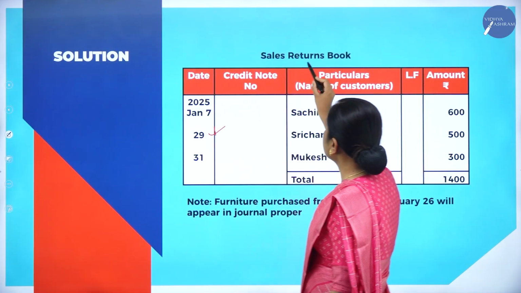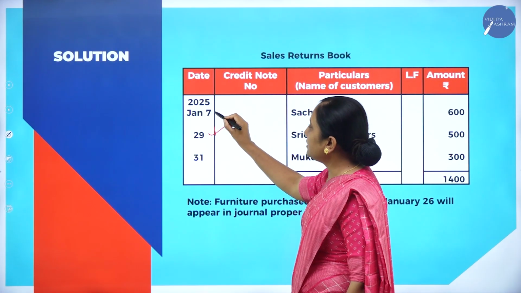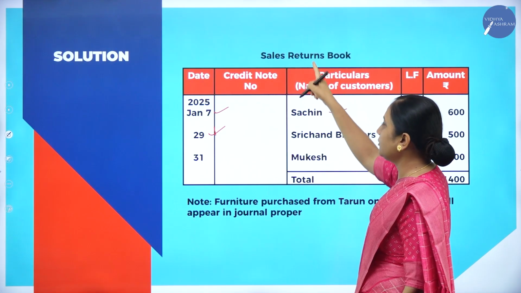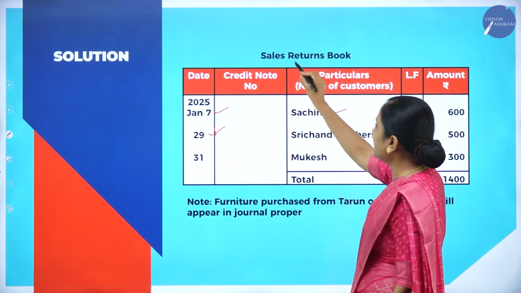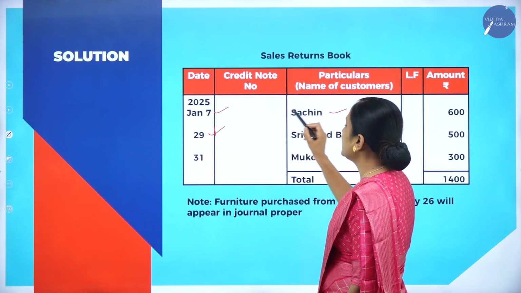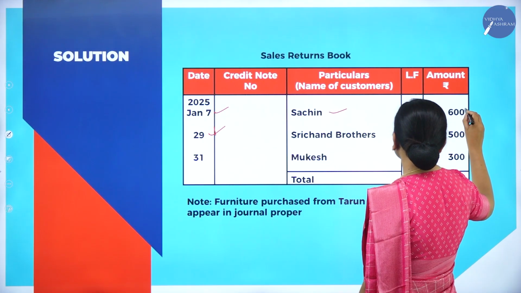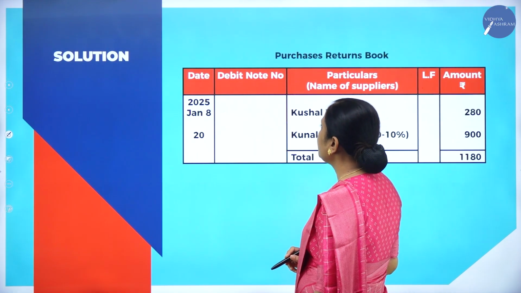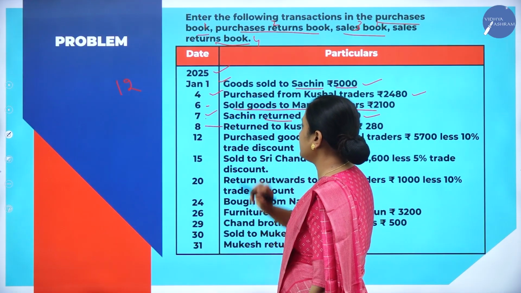Okay. Now come to the sales returns book. 2025, date Jan 7, and here Sachin, because whatever goods were sold to Sachin have been returned back. That is why in the sales returns book only we have to enter Jan 7, Sachin, the name of the customer, and the amount is how much? 600. We have recorded it. Now we will move to the next one. This is done.